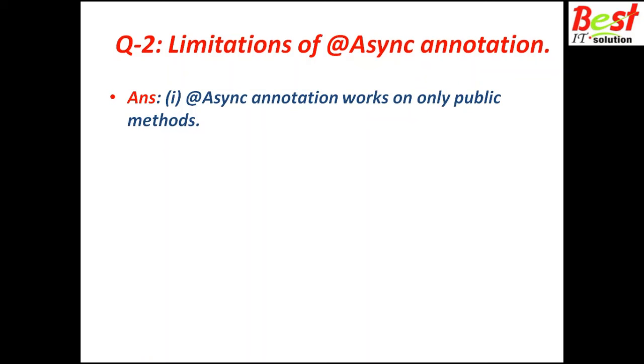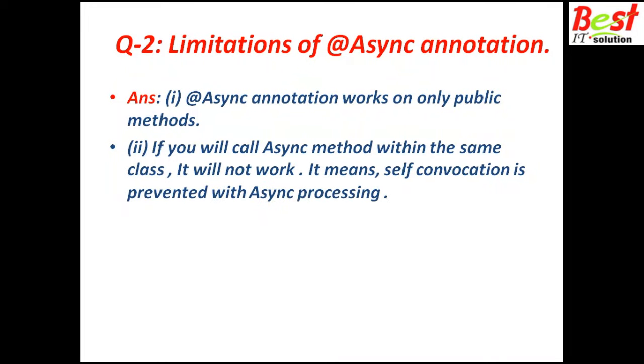The first disadvantage is that the @Async annotation works only on public methods. In the case of private or protected methods, it will not work. And the second one is, if we call an async method within the same class, it will not work. This is a main point: if you call the async method within the same class, it will not work.